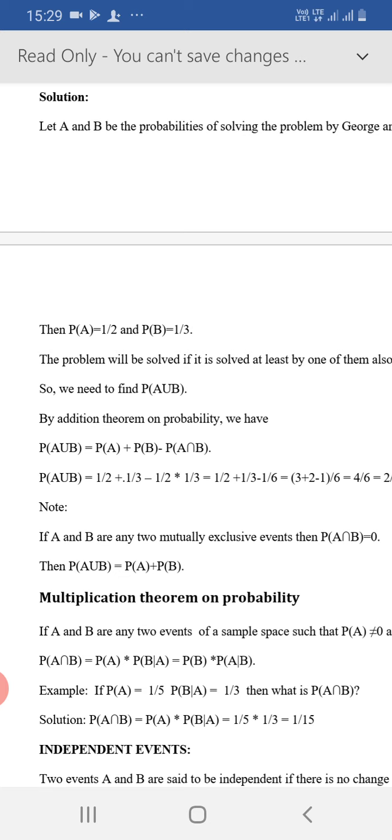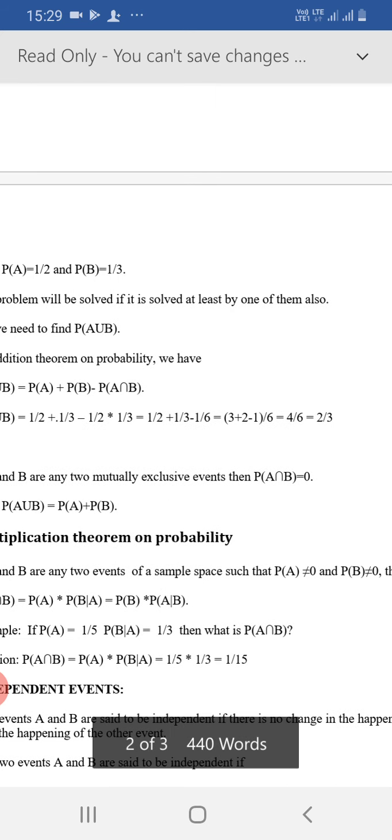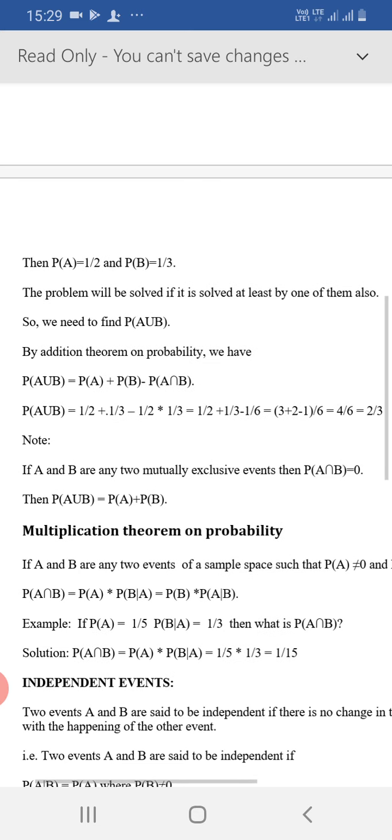Next we take the multiplication theorem on probability. If A and B are any two events of a sample space such that P(A) is not equal to 0 and P(B) is not equal to 0, then P(A intersection B) is equal to P(A) into P(B upon A), where P(B upon A) represents the conditional probability of event B with respect to set A. This P(A intersection B) is also written as P(B) into P(A upon B).